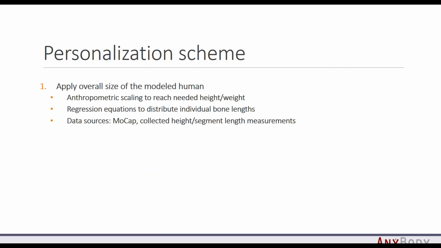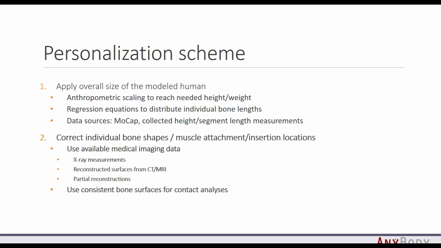So the personalization scheme. When we are given a task of simulating a human, the first thing that we do is change the height and the weight of this model to roughly match our subject. And this is always the initial step, and it can be done in many different ways. For example, you can specify only the height and weight of the subject, or you can have individual body part measurements and insert them into your musculoskeletal model. Or you can also use motion capture data and optimize the lengths of the segments.